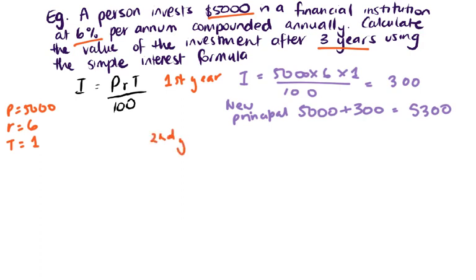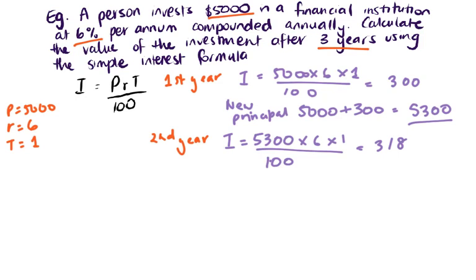We can do that here. We're going to use the same formula, however the principal is now 5,300 times 6 times 1 again, because nothing else changes, all divided by 100. And if I put that through the calculator, we should get 318. So we now need to add that back to the principal that we just had before, to get the new principal. As you can see, we can use the simple interest formula to keep adding as we go. So 5,300 plus 318, and I got the 5,300 from here, will equal 5,618. So this is our new principal going into the third year.